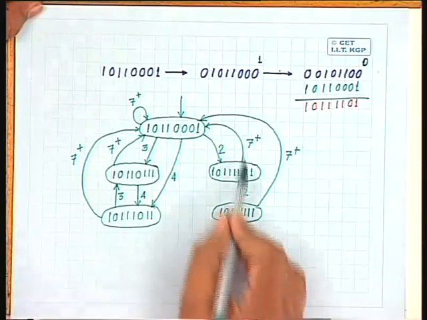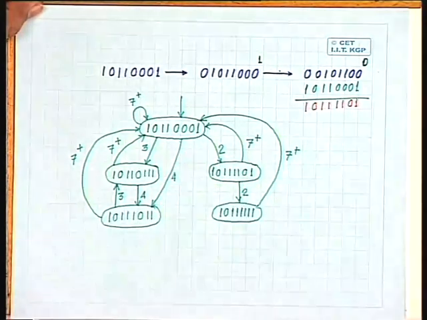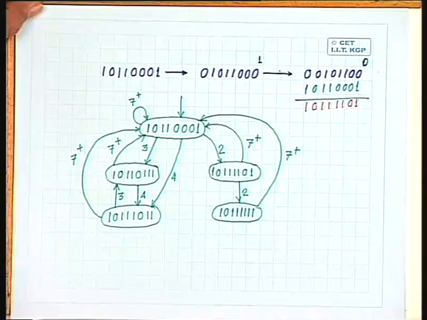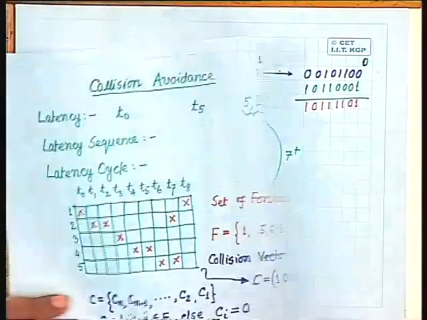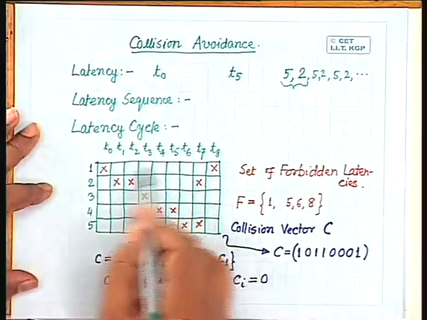So, you find that we get what is called a state diagram. And this state diagram tells you all possible latencies or all possible collision vectors that we can have for a pipeline executing a function given by this reservation table.